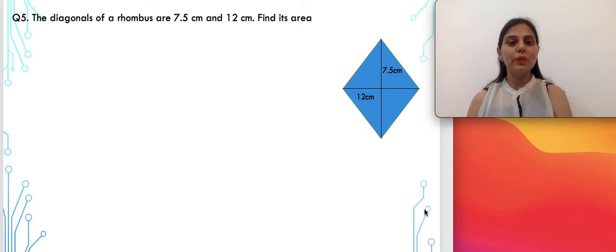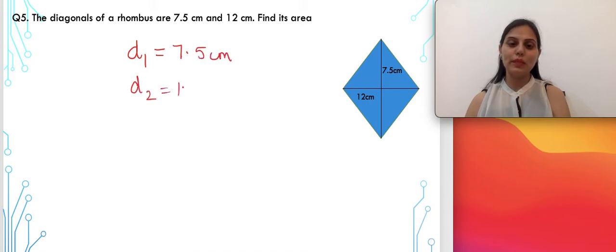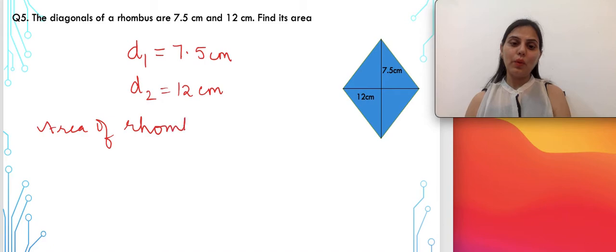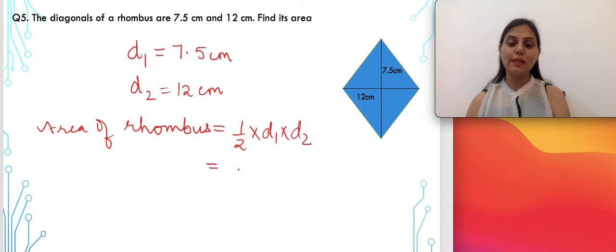This is a very simple question in which the diagonals of a rhombus are given. You are supposed to find the area. Now for the diagonals, let us use the symbol D1 for one diagonal, which is 7.5 centimeters. And let us use the symbol D2 for the next diagonal, which is 12 centimeters. Now we know that the area of a rhombus is 1 upon 2 multiplied by diagonal 1 multiplied by diagonal 2. Or in this case it can be written as 1 upon 2 multiplied by 7.5 multiplied by 12.